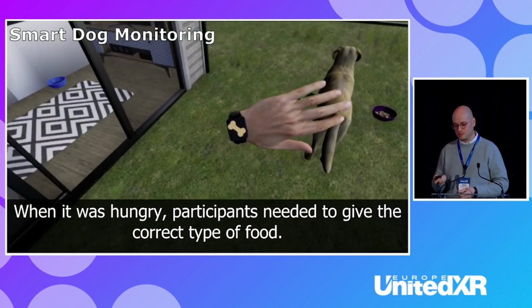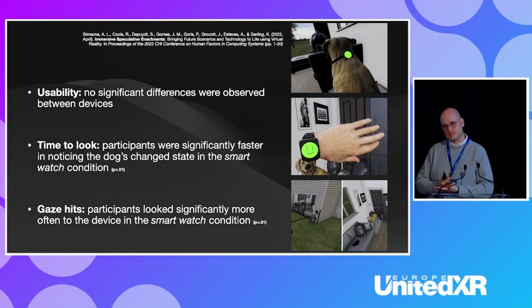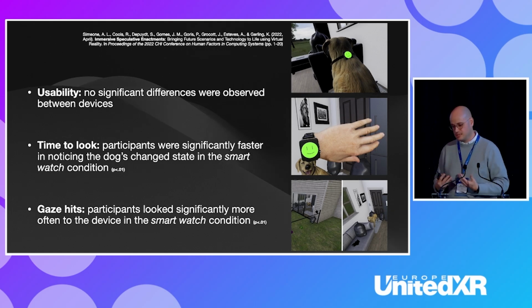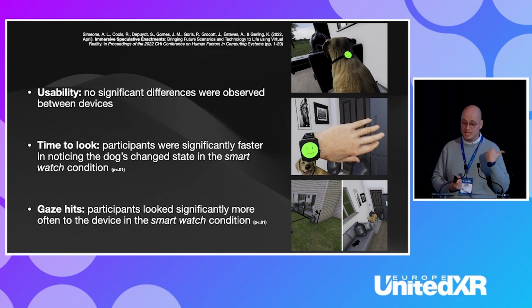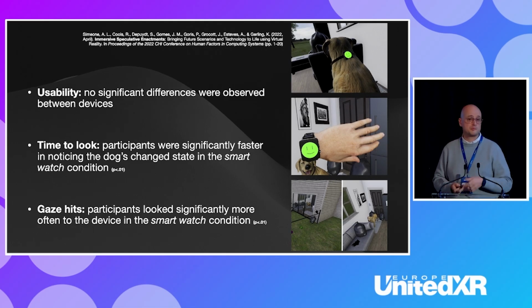And now to the results, which I'm assuming you're going to guess. Again, people notice the dog's change in needs faster in the smartwatch. In terms of usability, it wasn't clear that they favored one or the other, but they looked faster and they looked more often to the smartwatch.